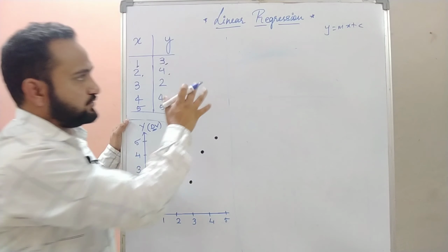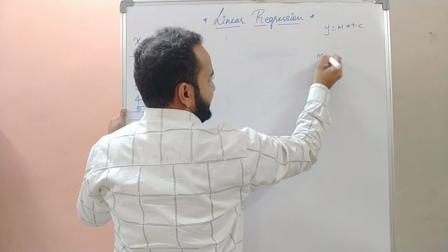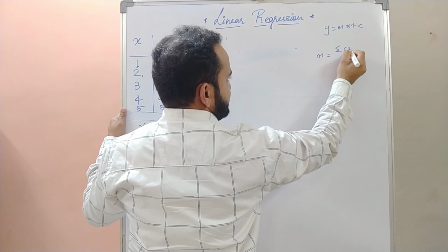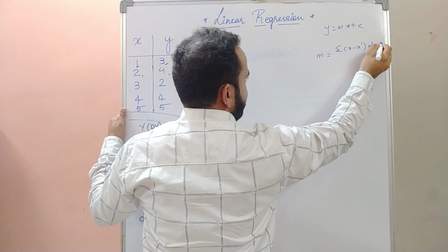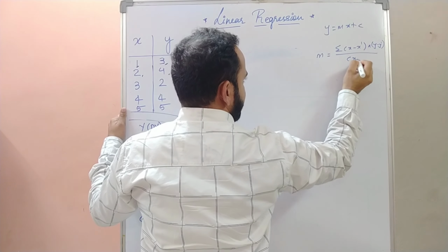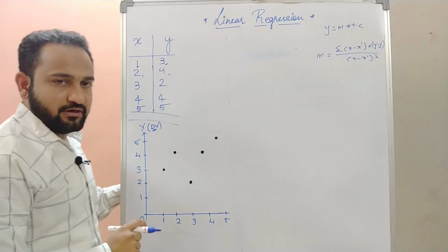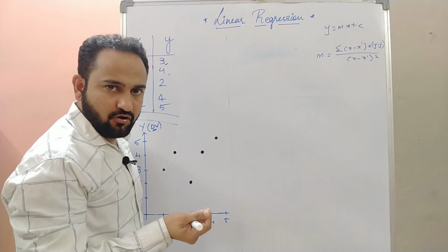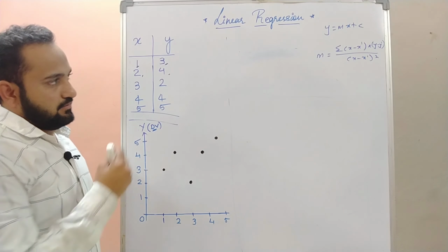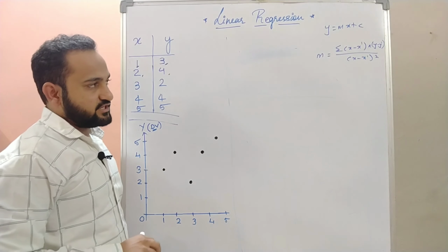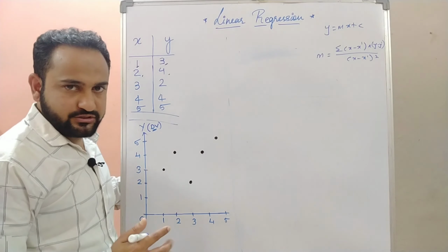Because I will be having a table here, I've written it there, and it clearly says to find m, the formula is given as x minus x dash into y minus y dash divided by x minus x dash the whole square. That is the formula to find m. M is what? Slope. C is for constant. X and y are what? The coordinates, right? So m we have to calculate as x minus x dash into y minus y dash divided by x minus x dash the whole square, right?